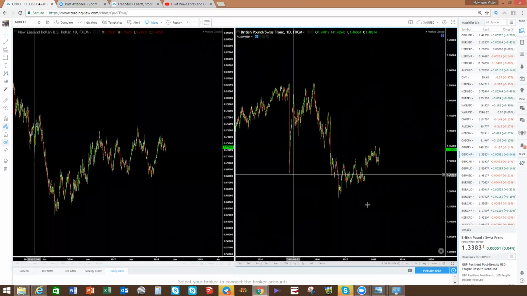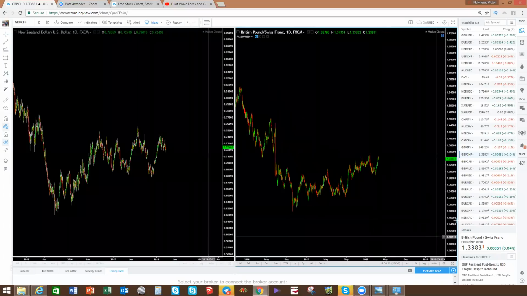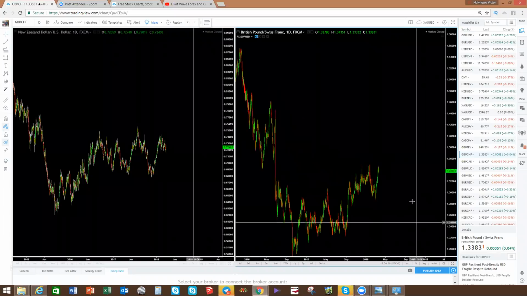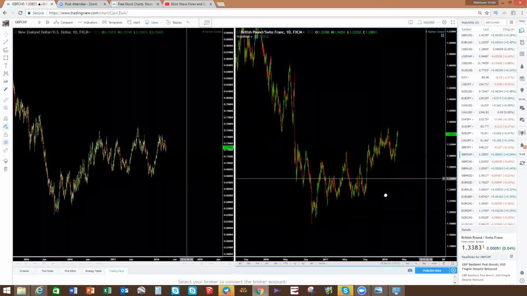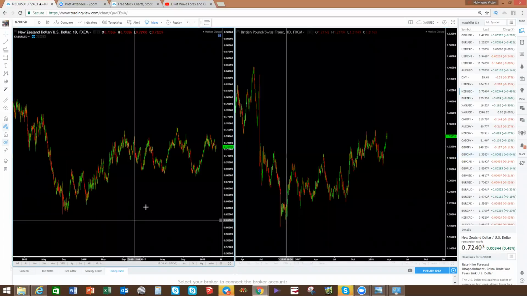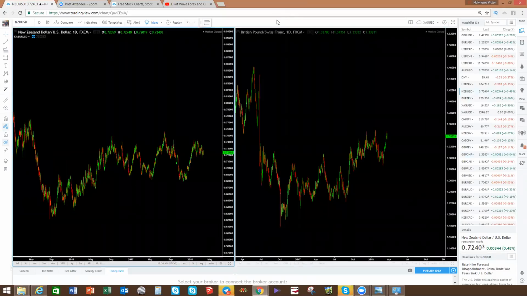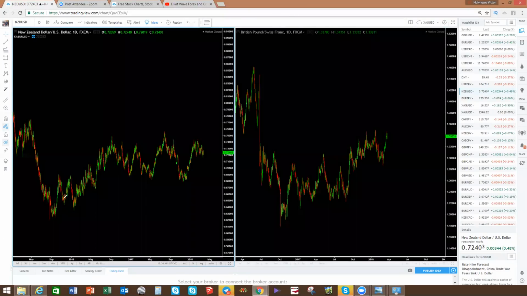You will see the exact same structure forming on Pound Chief that we have seen on New Zealand US dollar. This is what happens when you spend time with the chart and the patterns. I think you can already see the pattern when you look at this chart. These are two completely different charts. Right? So look at this here.